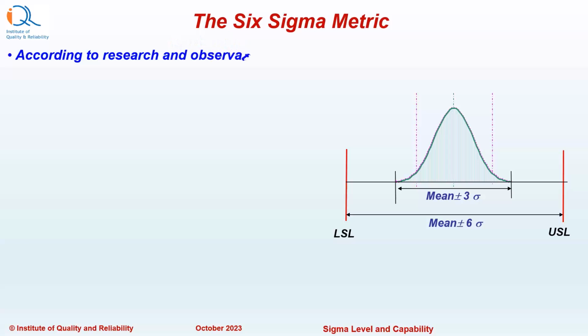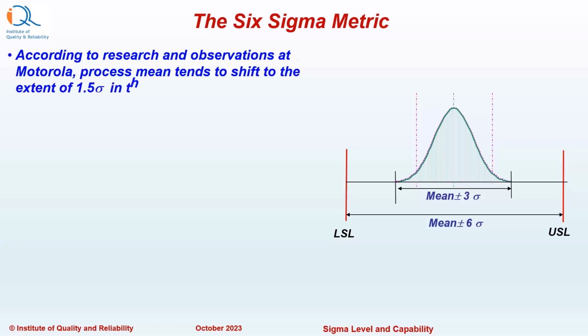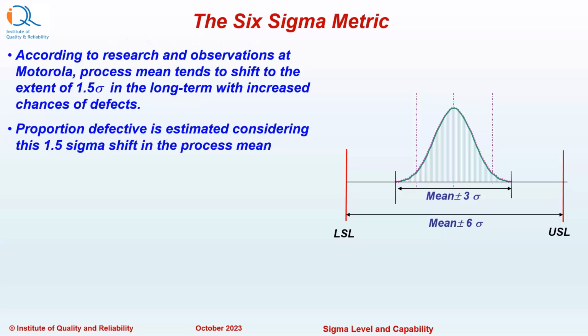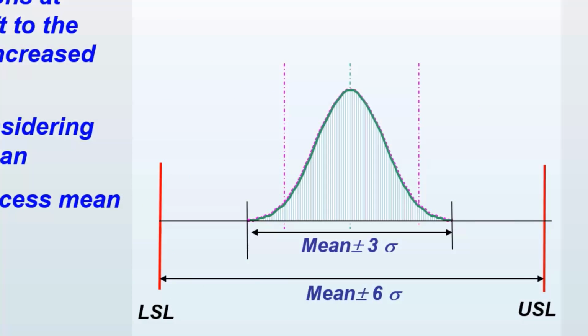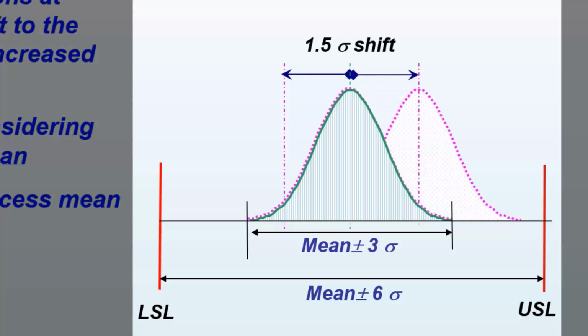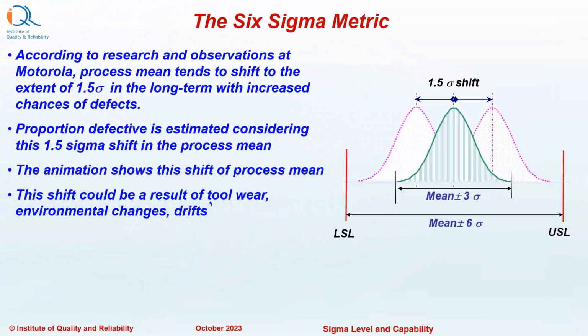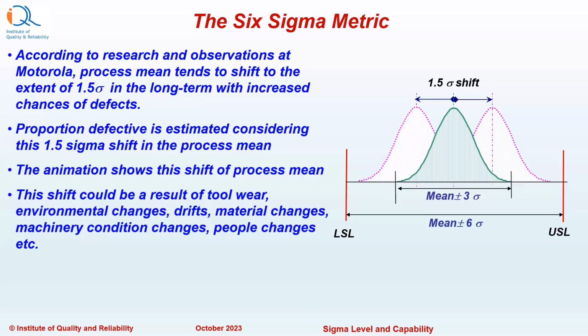According to research and observations at Motorola, process mean tends to shift to the extent of 1.5 sigma in the long term with increased chances of defects. Proportion defective is estimated considering this 1.5 sigma shift in the process mean. The animation shows this shift of process mean. This shift could be a result of tool wear, environmental changes, drifts, material changes, machinery condition changes, people changes, etc.